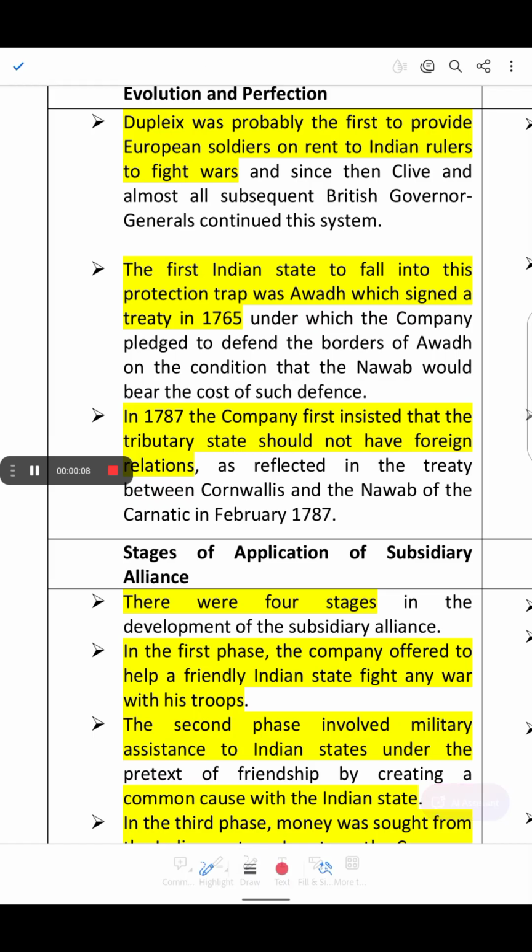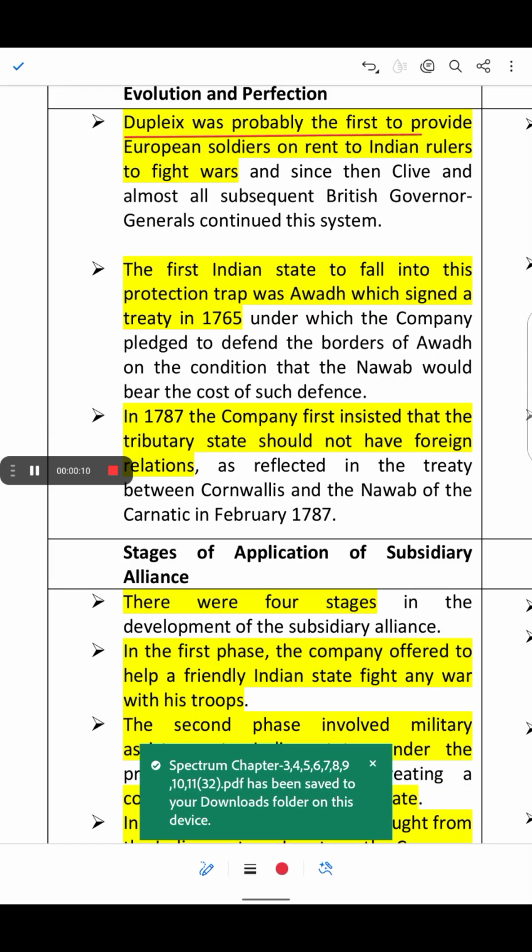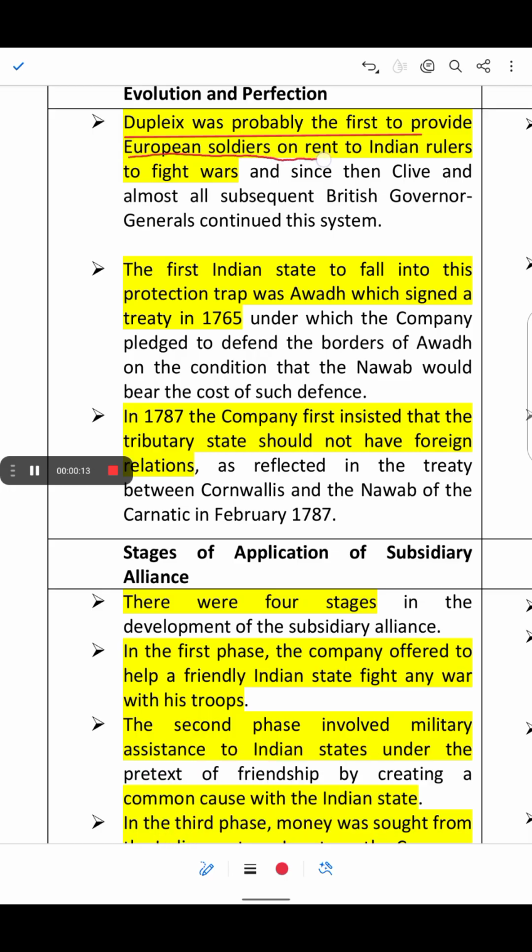Okay, so let's start. Dupleix was probably the first to provide European soldiers on rent to Indian rulers to fight wars, and since then Clive and almost all the subsequent British Governors-General continued this system. The first Indian state to fall into this protection trap was Awadh, which signed a treaty in 1765, under which the Company pledged to defend the border of Awadh on the condition that the Nawab would bear the cost of such defense.